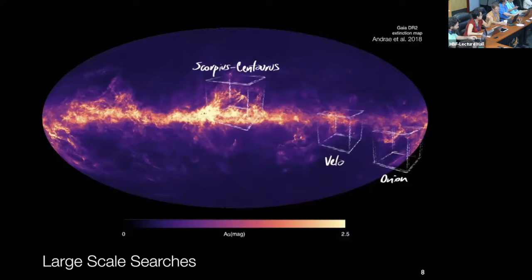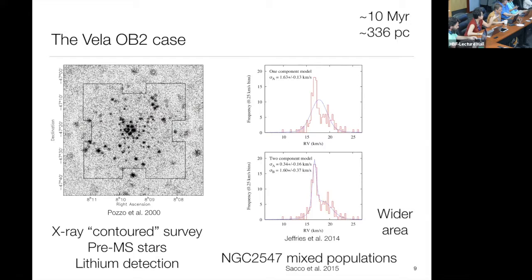And what about large scale searches? So basically, I'm going to give you 3 examples of very, very recent results about what is going on if you kind of zoom out in the formation and start forming regions and see what is going on there. So for example, the Vela OB2 case is remarkable. It's a cluster that was kind of exploring X-rays at the beginning of this century.